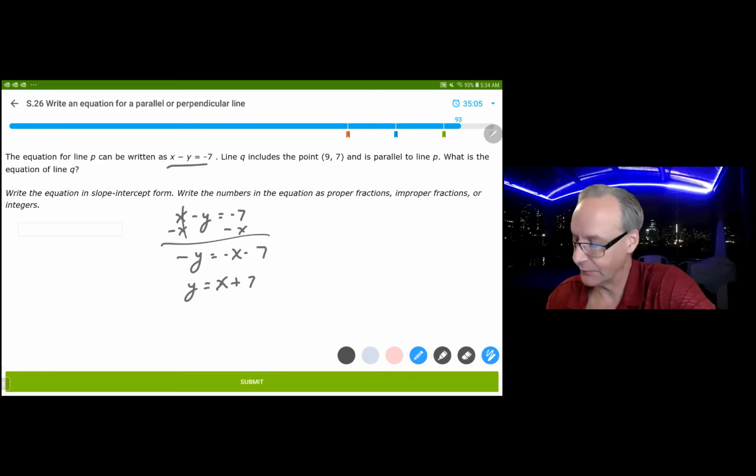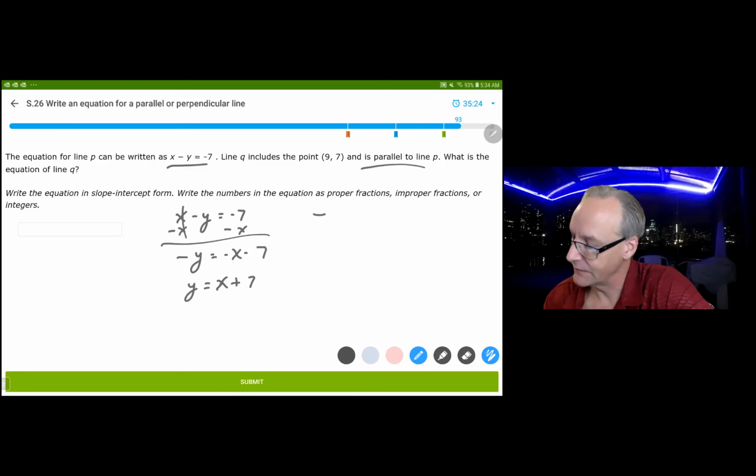Now in IXL, for whatever reason, instead of dividing everything by -1, they multiply both sides by -1. Either way, you still change the sign of everything. And so we have a slope of 1. And since it's parallel, we're going to have a slope of 1. If it had been perpendicular, it would be a slope of -1.